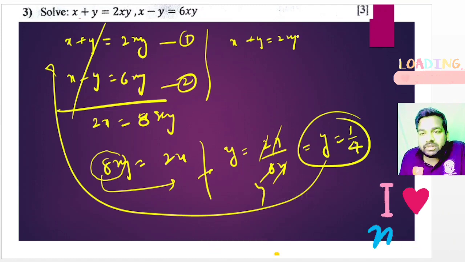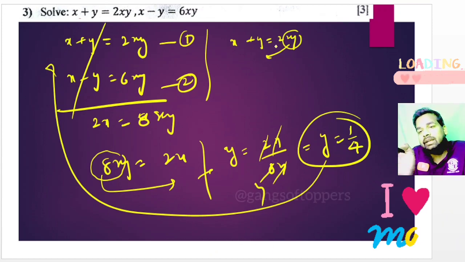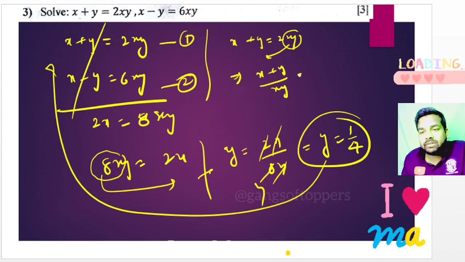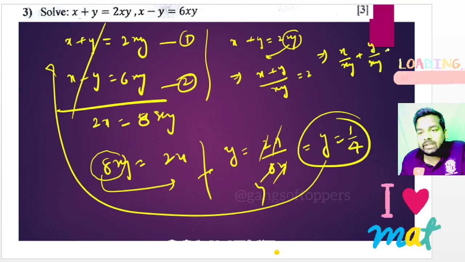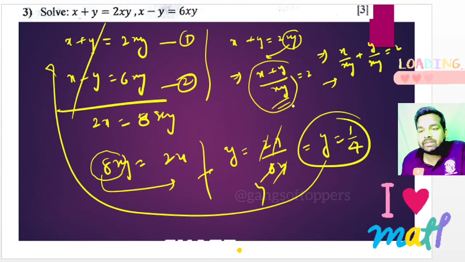Just this x into y, this side means the left hand side, is going to become (x plus y) divided by xy is equal to 2. From here we can say that this xy is the LCM of these two, so we can write it as x divided by xy plus y divided by xy is equal to 2. Because in the LCM xy, the x cancels and the y cancels.